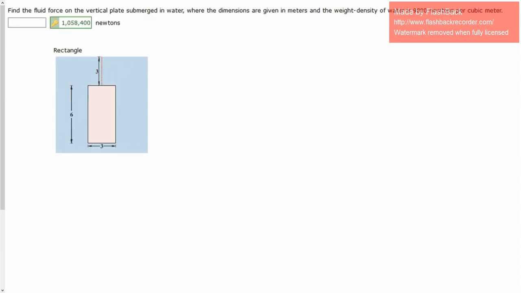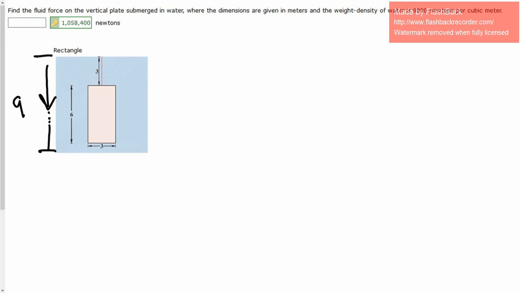Okay, one more. Find the fluid force on a vertical plate submerged in water where the dimensions are given in meters and the weight density is 9,800 newtons per cubic meter. We have this area, and the area changes as this object is being submerged. It's being submerged over a total distance of 9, 6 plus 3, right? But for that total distance, it's gradually being submerged.